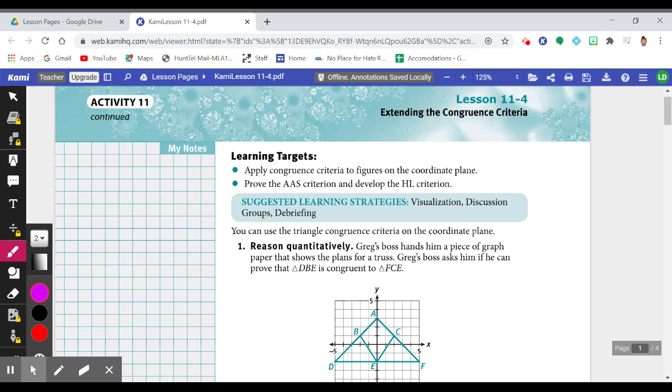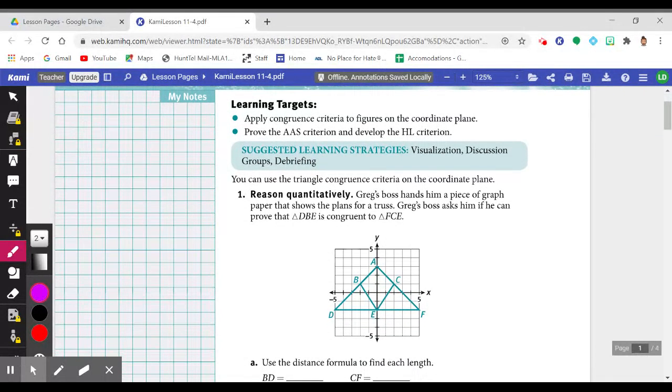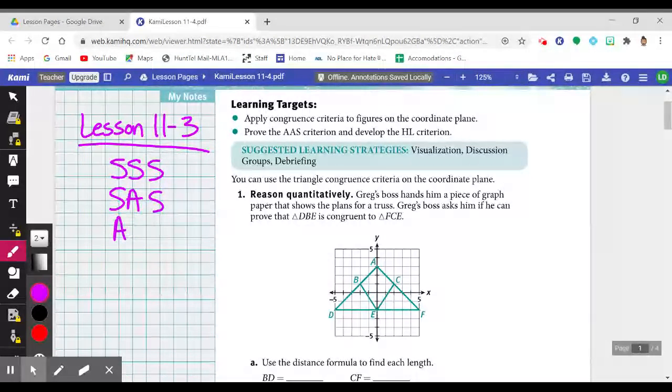Hello and welcome back. We are on none other than lesson 11-4, extending the congruence criteria. So back in lesson 11.2, we learned that there are a couple shortcuts or congruence criteria that can prove two triangles congruent. And in lesson 11.3, we really dove into why those congruence criteria work. The side, the side, angle, and then the angle, side, angle.